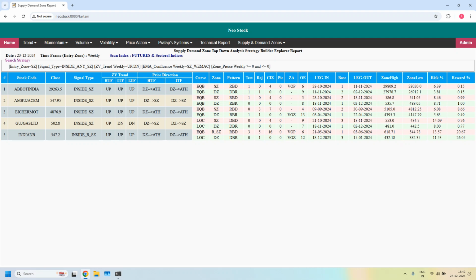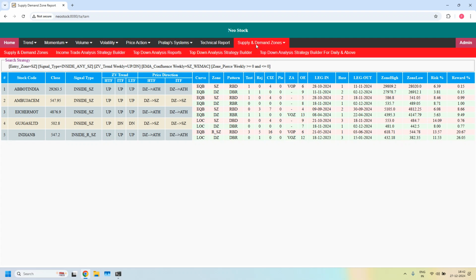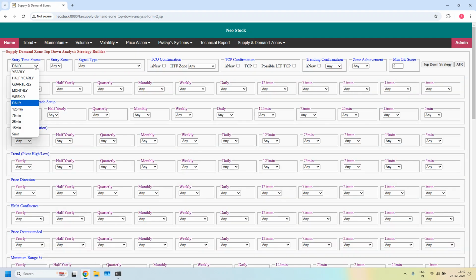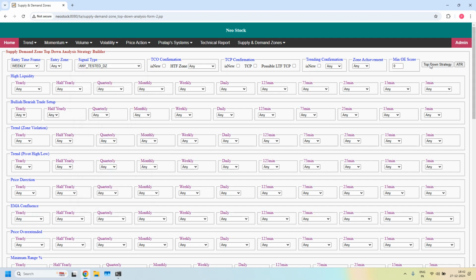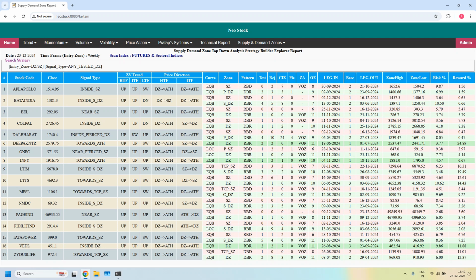We are going to add a few more additional reports because this is end of the week. Let us also look into tested zones. For weekly time frame, let us find the tested weekly demand zones during this week. So all these 17 stocks having the demand zones are tested during this week.